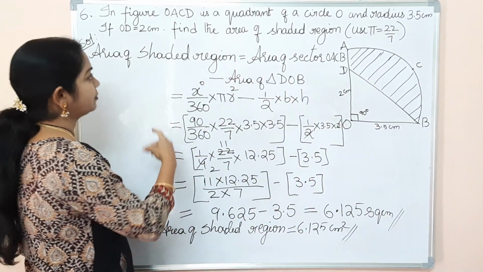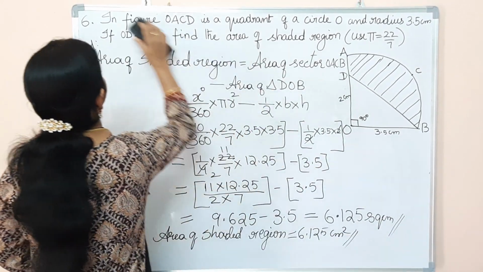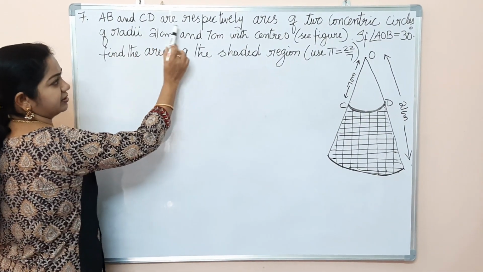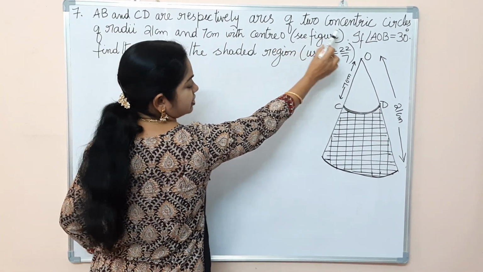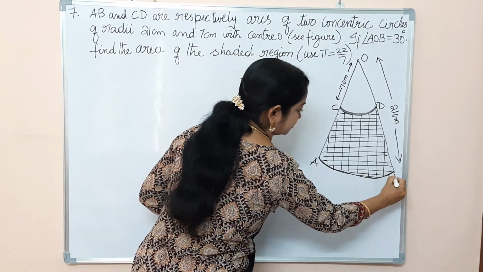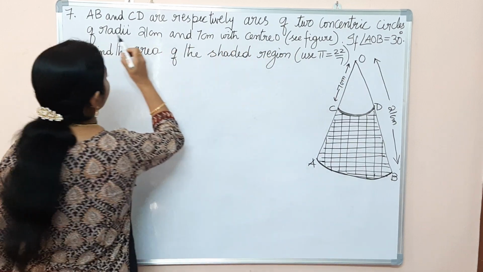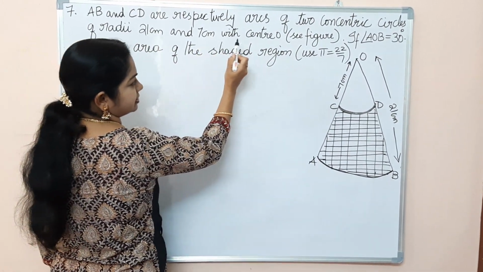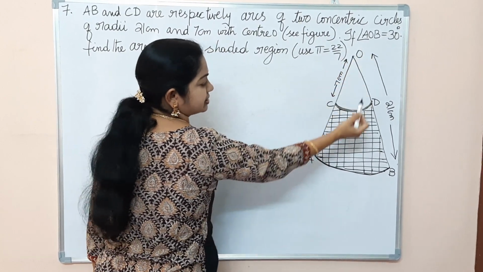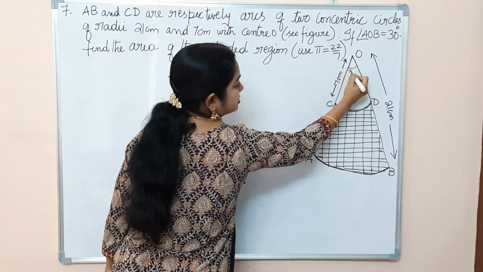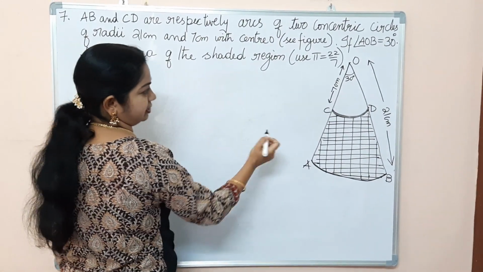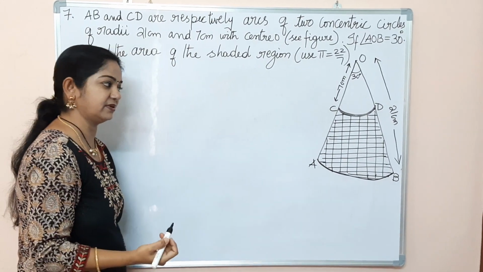So let's see one more problem. If AB and CD respectively are arcs of two concentric circles, of radii 21 centimeters and 7 centimeters with center O, see the figure. If angle AOB is 30 degrees, this is 30 degrees AOB, find the area of the shaded region. Use the value of pi as 22 by 7.